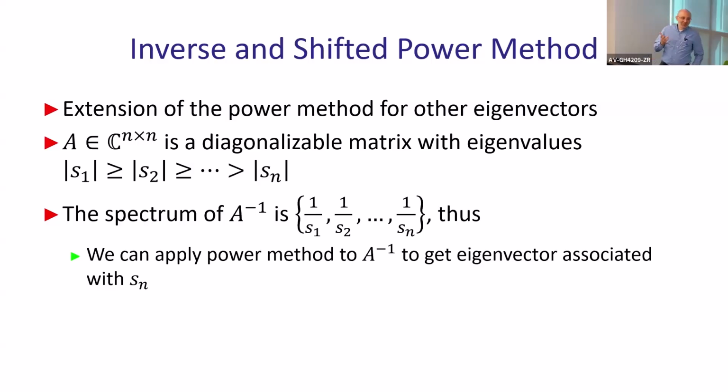You know that the spectrum, which are the eigenvalues of the inverse matrix, are 1 divided by the eigenvalues of the original matrix A, which means that the biggest one of A inverse will be the smallest one of A, practically speaking. So compute A inverse and do the power method on A inverse. Okay, so you'll get the smallest one. That's one of the ideas, which is called the inverse power method.